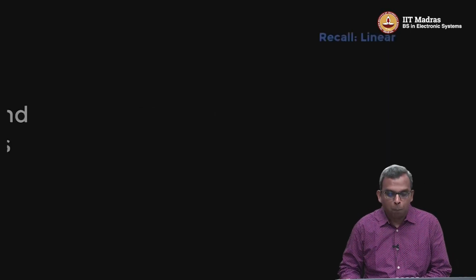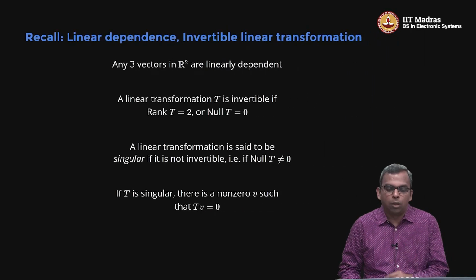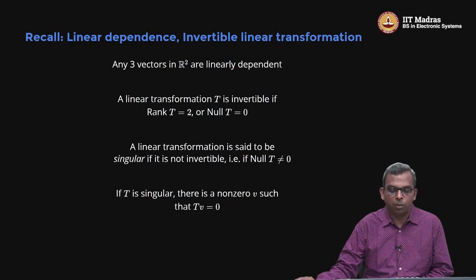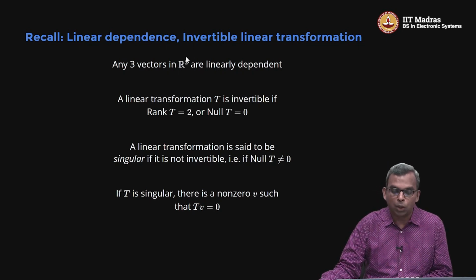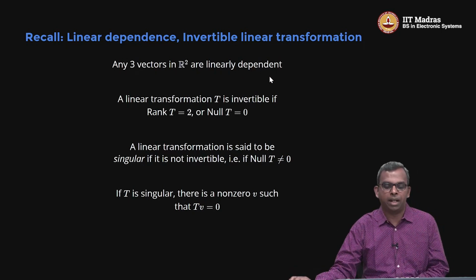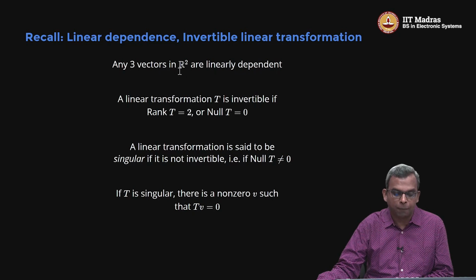So let's begin. A quick recall of what we knew before about linear dependence, independence, and invertible linear transformations. Just a very quick recall because we'll use some of these ideas when we define eigenvalues. In R2, two vectors may be linearly dependent or linearly independent. But once you have three vectors, they will definitely be linearly dependent, right? You cannot have three linearly independent directions in R2. It's one fact I'm quickly recalling for you.